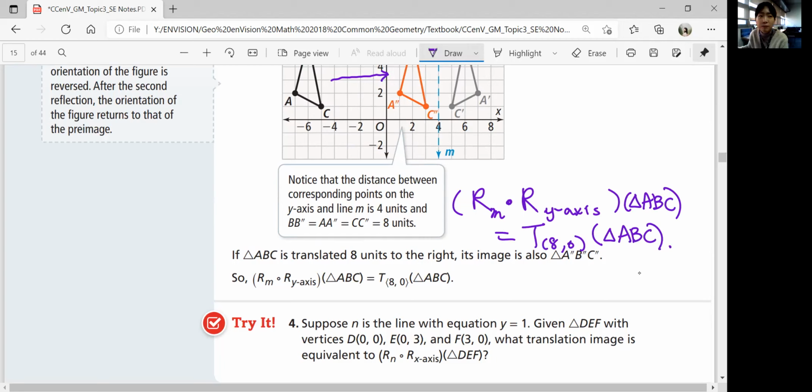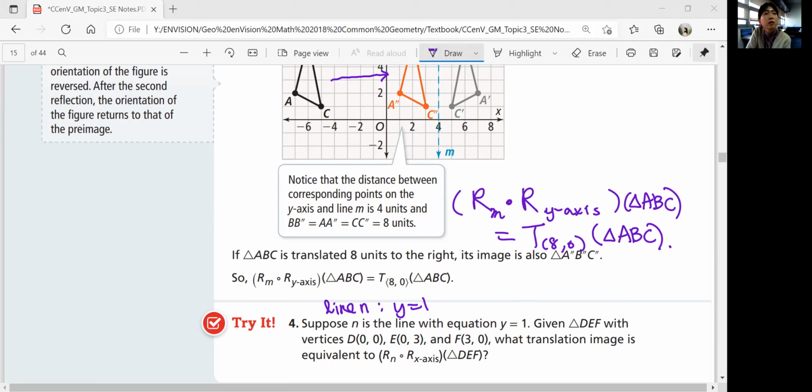Let's look at number 4. Suppose n is a line with equation y equals 1. Okay, and line n is y equals 1. Given triangle DEF with vertices D (0, 0), E (0, 3), and F (3, 0), what translation image is equivalent to reflection across the x-axis first and then reflection across line n? Okay, let's think about that.